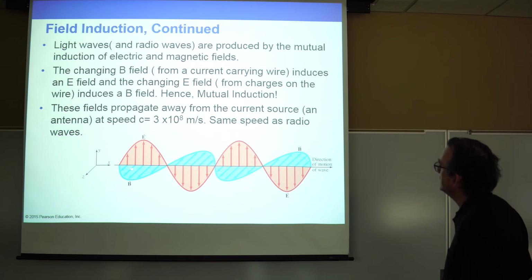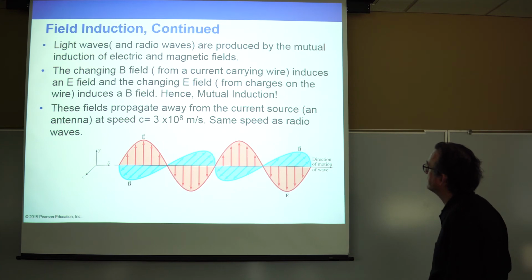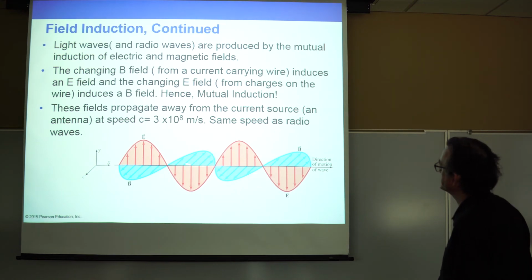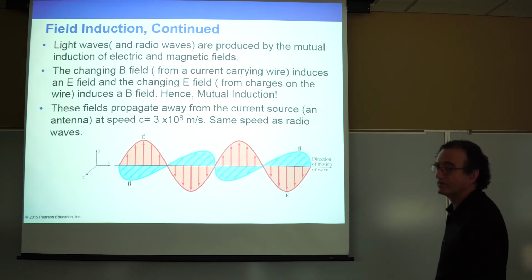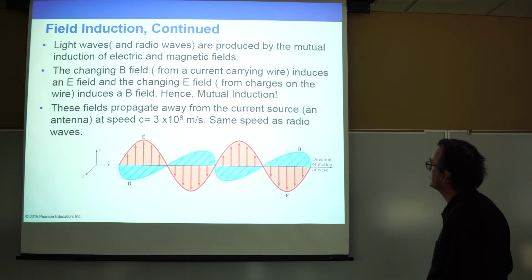And here we see an electromagnetic wave, such as what we get with light or with radio waves, where every point along this axis is a moving wave. This whole wave in red and blue is moving in the positive x direction to the right, and it is moving at the speed of light, which is 3 times 10 to the 8th meters per second.